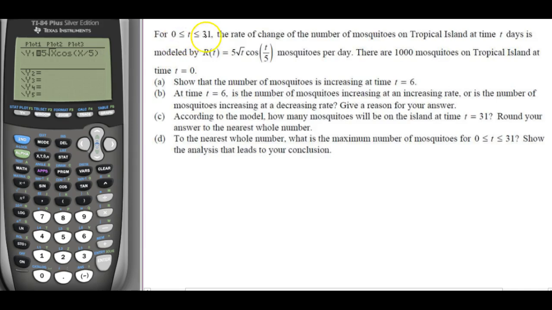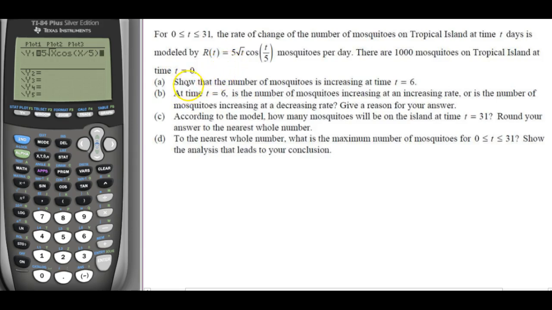For times t between 0 and 31, the rate of change of the number of mosquitoes on a tropical island at time t days is modeled by r of t equals 5 radical t cosine of t over 5 mosquitoes per day. There are 1,000 mosquitoes on the tropical island at time t equals 0. So this last sentence says at the beginning, at time t equals 0, there were 1,000 mosquitoes. But then the rate of change of mosquitoes varies based on this function r of t. So the rate of change of mosquitoes is given by 5 radical t cosine of t over 5. So the units, because this is a rate, are in mosquitoes per day. So even though this is called r of t, I've been given a derivative. I've been given a rate of change, the rate of change of mosquitoes.